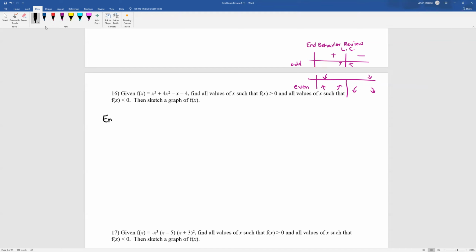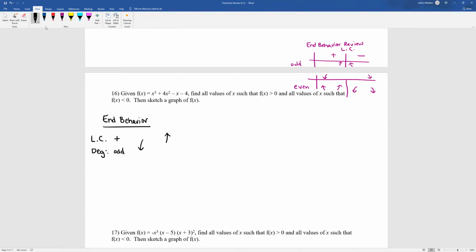So I'm going to look at my first function here, and I'm going to list out what I know about the end behavior. For end behavior, I need to know the leading coefficient and the degree of the polynomial. The leading coefficient, if you're in descending order, is in front of your highest degree. So that is positive. And then the highest degree is also odd. So that means I am down on the left and up on the right. And that's going to be important when we go to graph this.